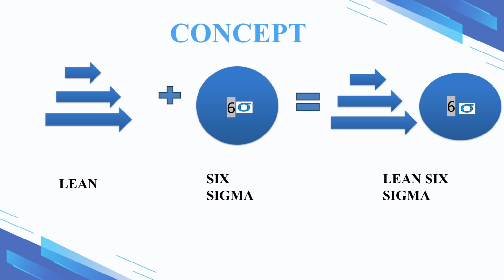Then we combine both Lean plus Six Sigma. Then it is Lean Six Sigma. The objective of Lean Six Sigma is the combination of Lean's focus on waste reduction with Six Sigma's focus on reducing variation. Benefits of Lean Six Sigma: it enhances efficiency by speeding up processes while maintaining or improving the quality.